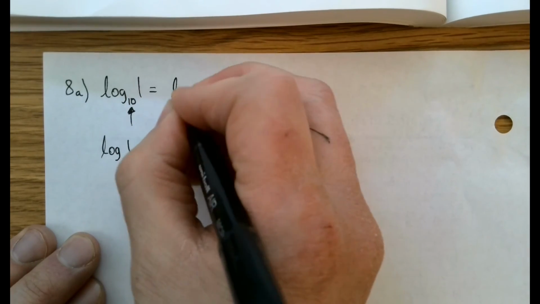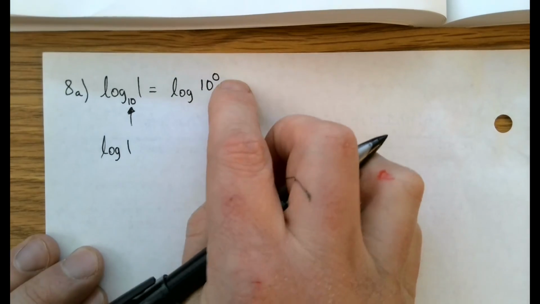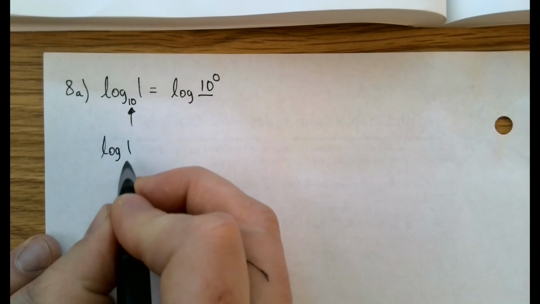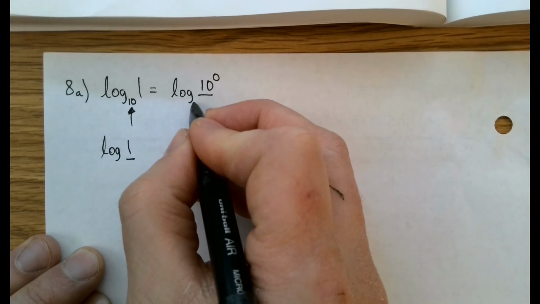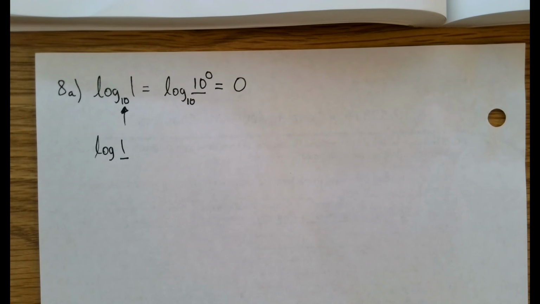And again, this is a little tricky. You might be thinking, no, there's no way. It is. Remember that anything to the 0 power is 1. So I can raise 10 to the 0 power. 10 to the 0 power equals 1. So this is the same thing as this. And since our bases match, 10 and 10, the result here is 0.